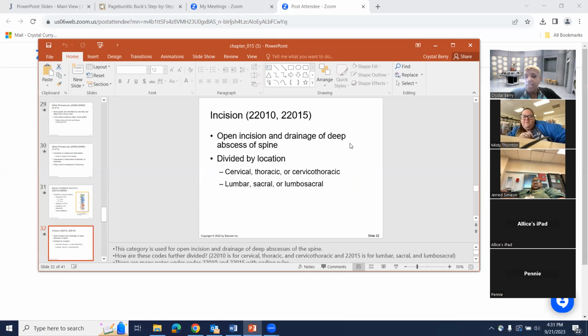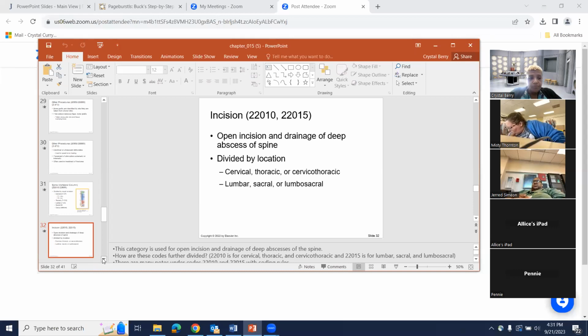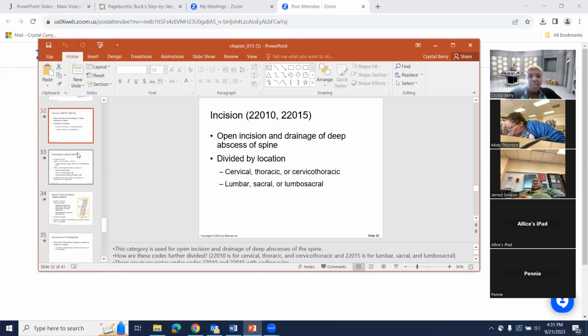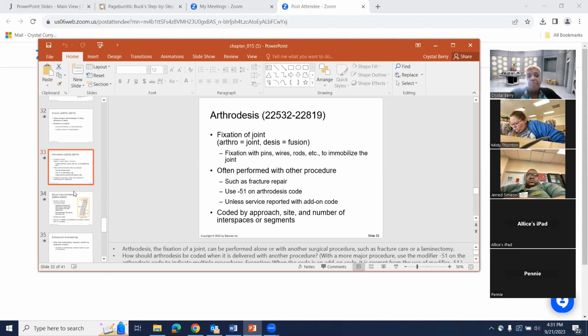Open incision and drainage of deep abscess of spine divided by location: cervical, thoracic, and cervicothoracic, lumbar, sacral, and lumbosacral. And basically, that's the information that you would need to know. You need to know these abbreviations and prefixes and suffixes.